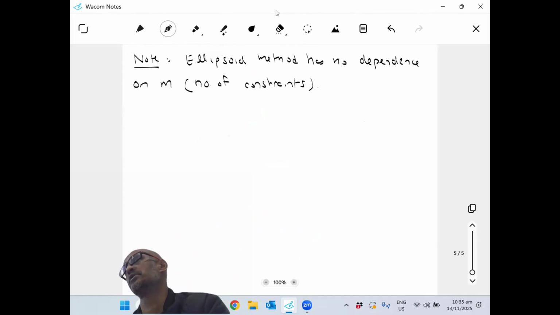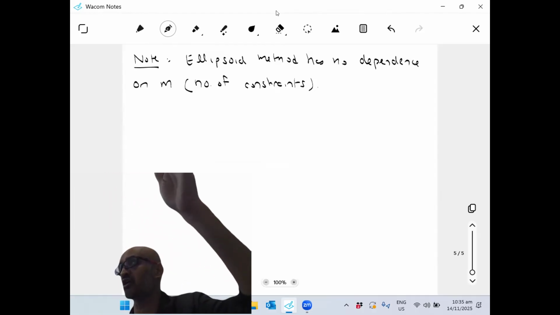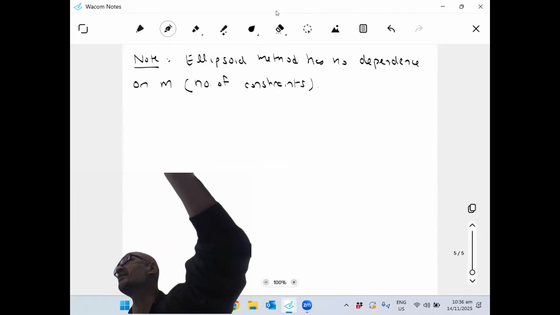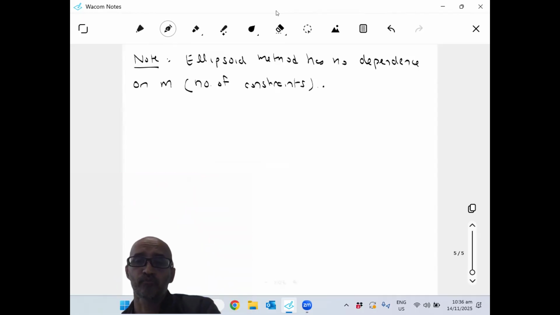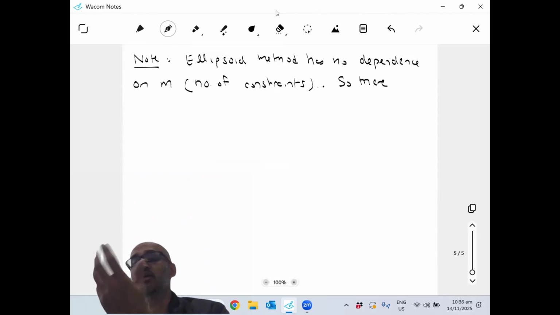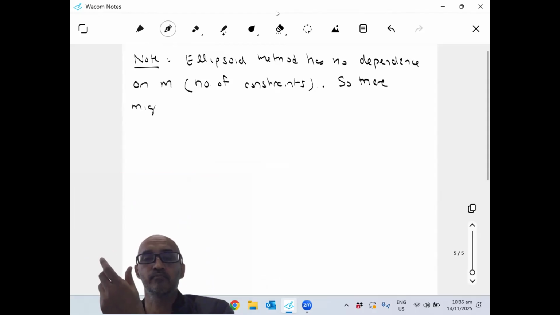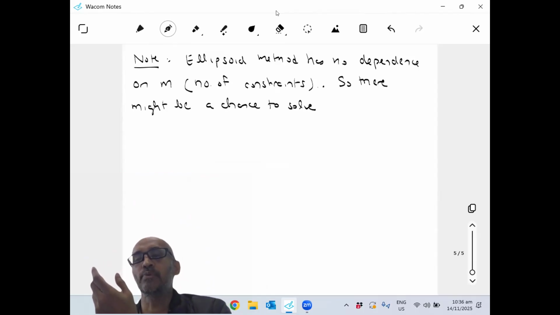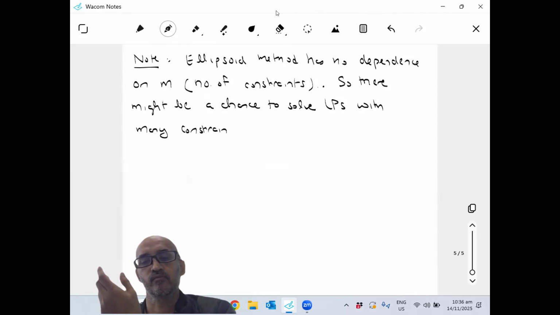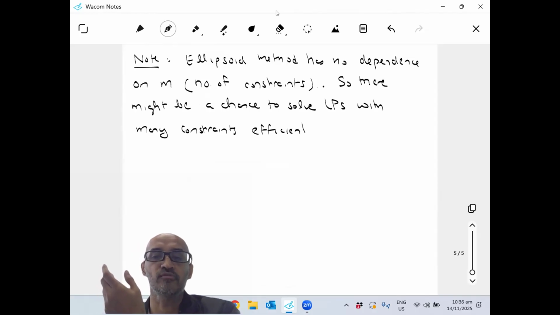So what is the implication? It means that there might be optimization problems with many, many constraints that you can solve efficiently. Just because you have a problem with an exponential number of constraints, it doesn't mean the problem is hard to solve. So the way you can interpret this is, there might be a chance to solve LPs with many constraints efficiently. And we will try to formalize this next.